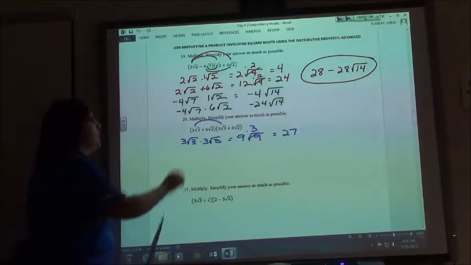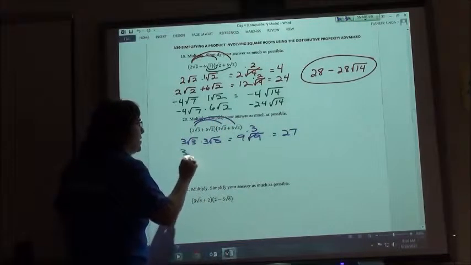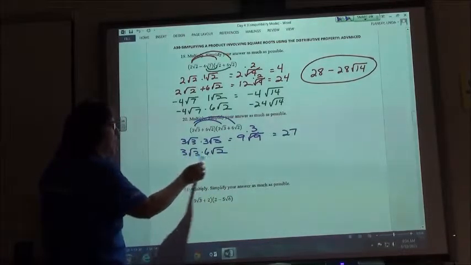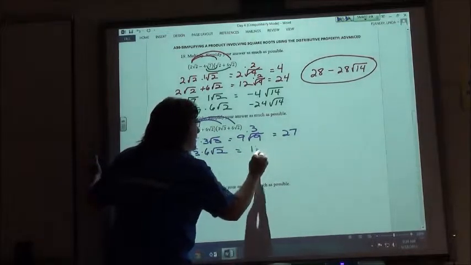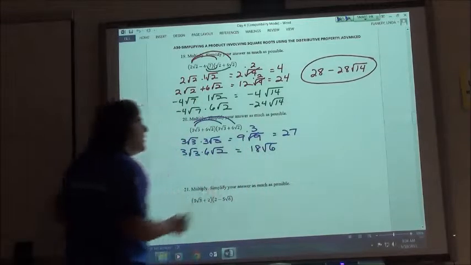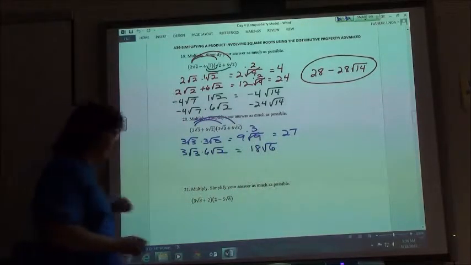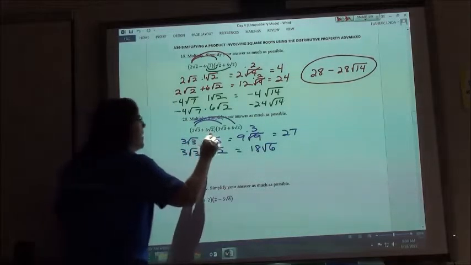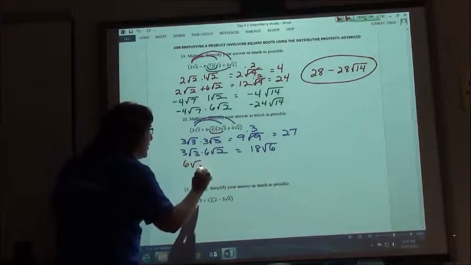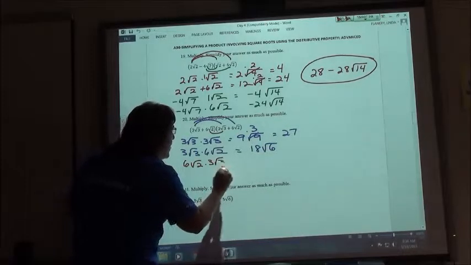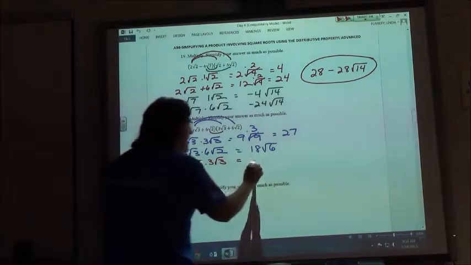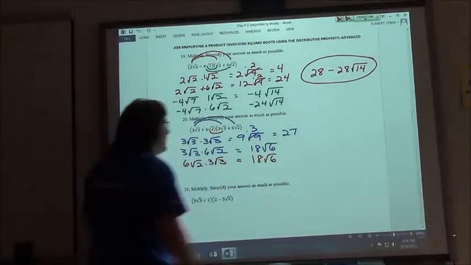If I do my outside pair, I'm going to do 3 square root of 3 times 6 square root of 2, which gives me 18 square root of 6. Can't do anything to simplify the square root of 6. So now I'm going to do my inside pair. I've got 6 square root of 2 times 3 square root of 3. Well, that's the same as the previous one, just switched around. So again, I'm going to get 18 square root of 6.